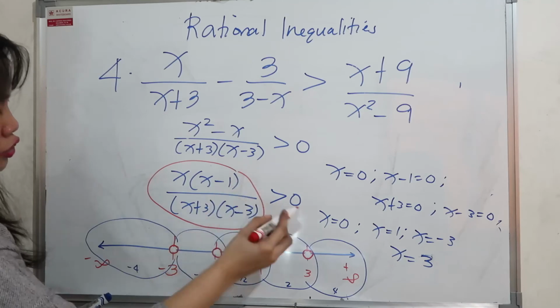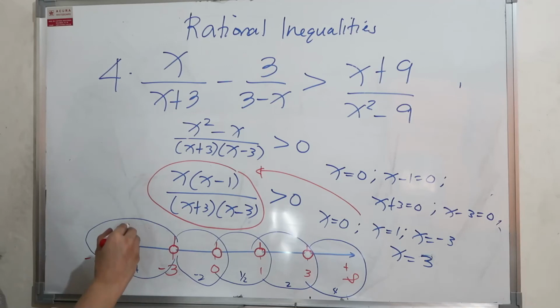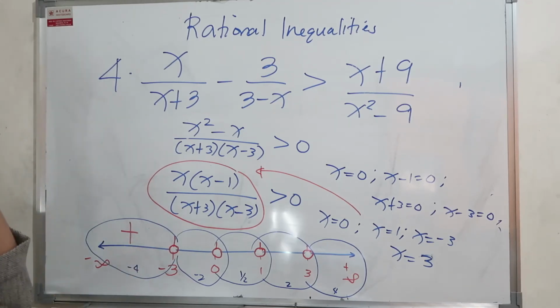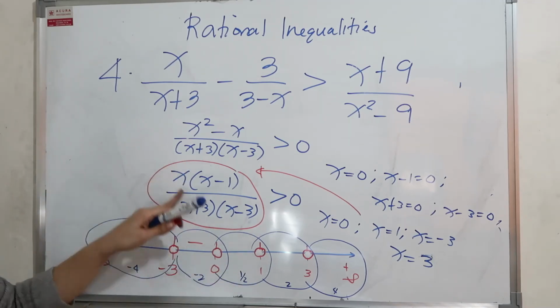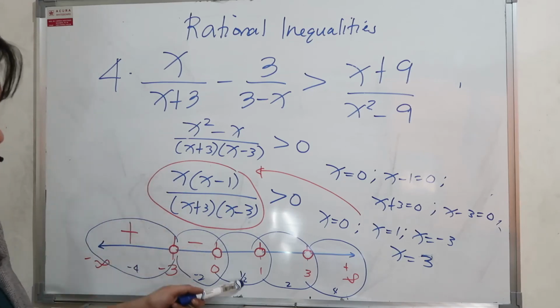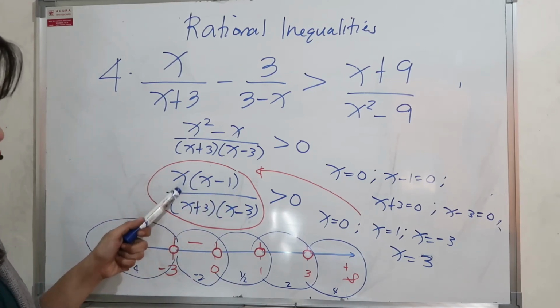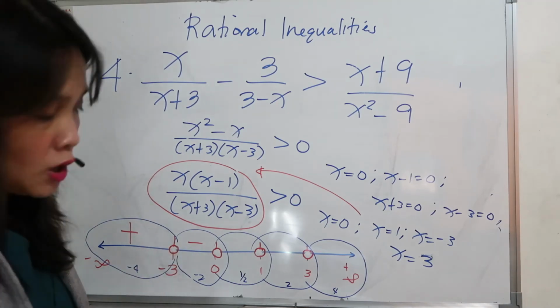And then you substitute it here, because all your critical values, all your zeros came from this. So what will be the sign of the first interval? Okay, positive. Next, substitute negative 2 here. Okay, negative. Then 1 half, substitute it here. If x is 1 half, what is the sign of that expression? So 1 half multiplied by 1 half minus 1, over 1 half plus 3 multiplied by 1 half minus 3. What will be the sign? Okay, positive.